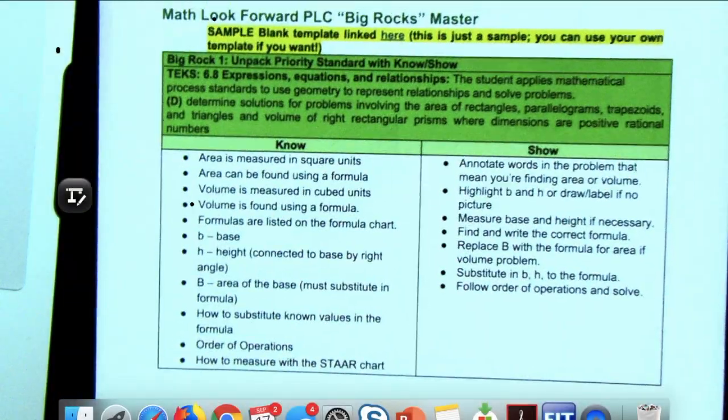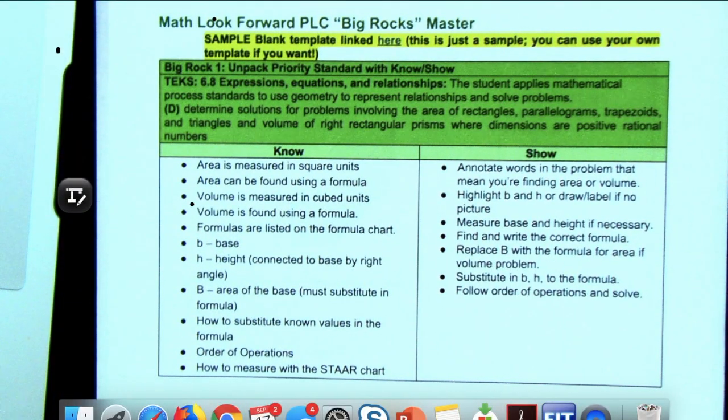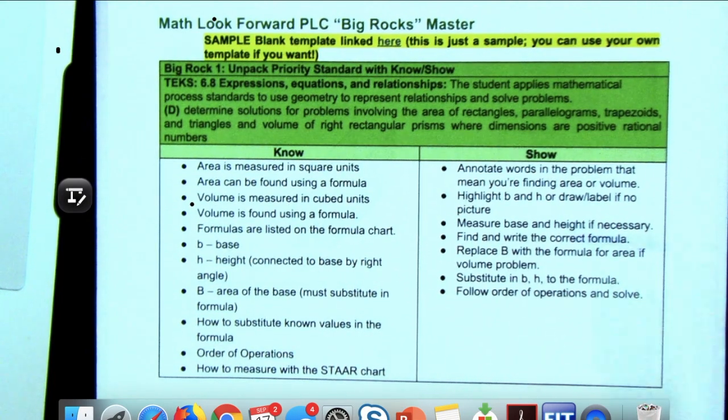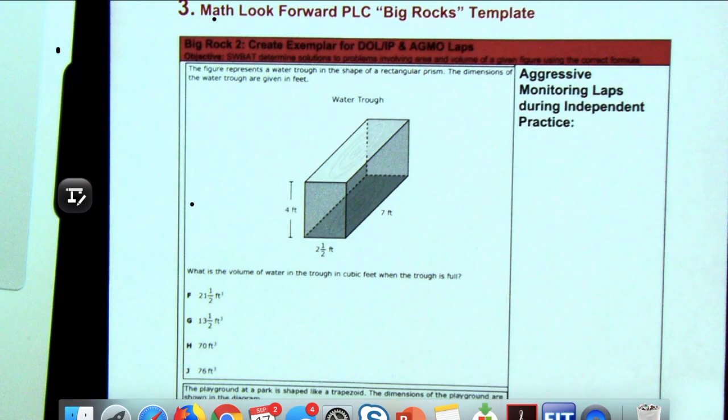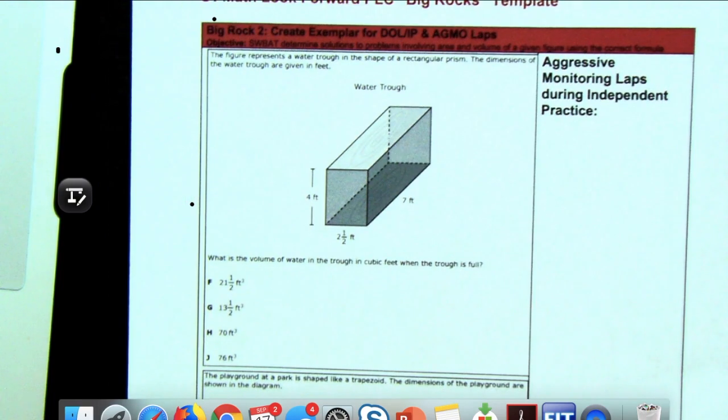So I'm going to make my exemplar for Mathématiques 6.8D. I just made my no-show chart. I'm going to keep this handy because after I make my exemplar for my DOL, I'm going to go back to this and see if I need to add anything. Here are some really star questions I picked to create my exemplar. I'm going to use these for my DOL.